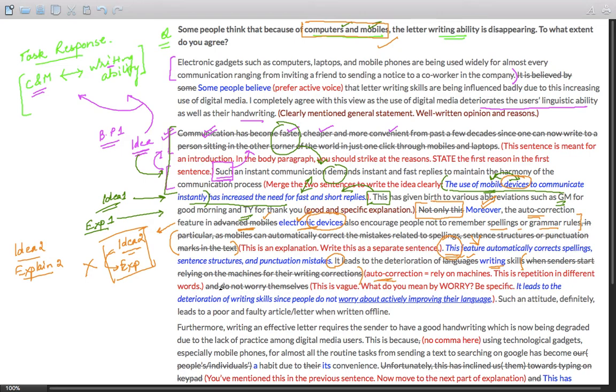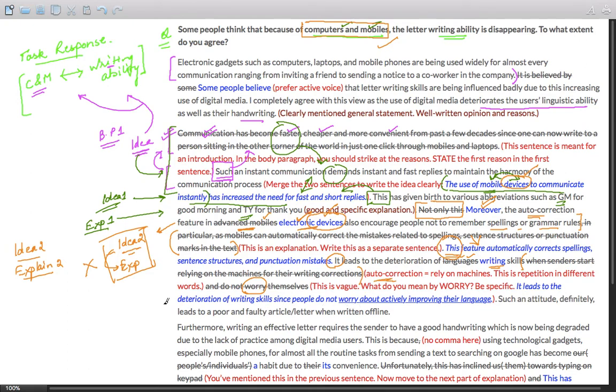Moreover, and do not worry about themselves. This is unclear, and anything which is unclear, it is vague, and it will not fetch you bands. For example, in this portion which we have discussed till now, devices is more precise. Electronic devices are more precise than advanced mobiles. Similarly, worry is less precise, and you can clarify this. You can make it more clear by exactly writing what to worry about.